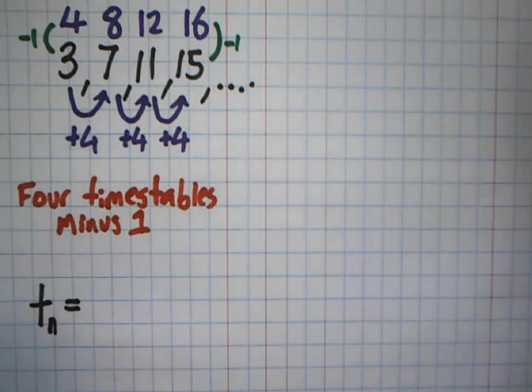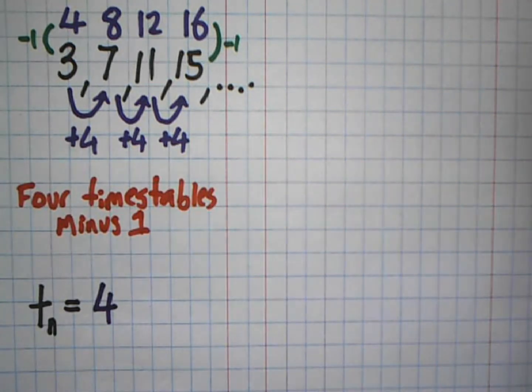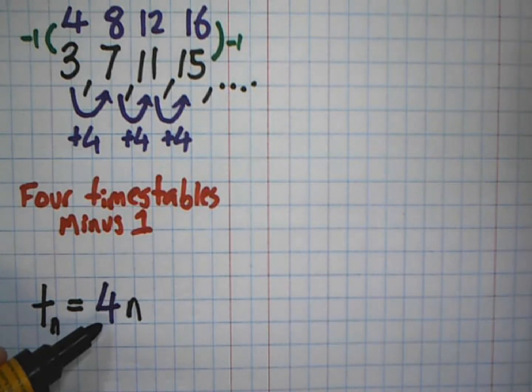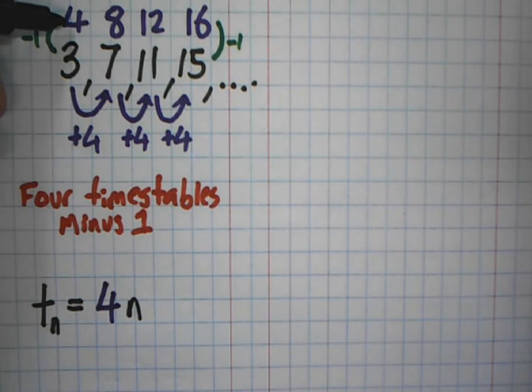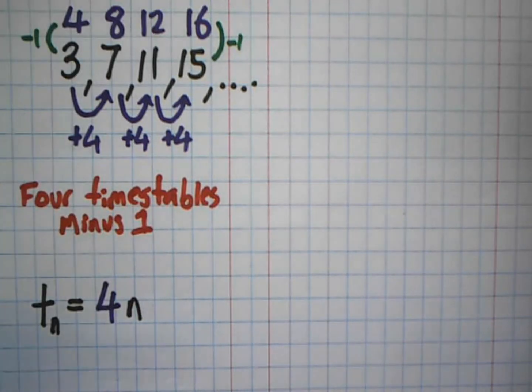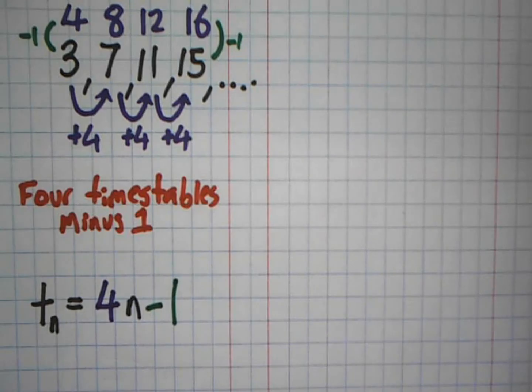Next, we need to say how much it's increasing by each time. So we can see that it's increasing by 4. So we're going to put a 4 here, and we follow it with an n. So this is whatever number in the pattern it is, times by 4. So for instance, 4 times 1 is 4, 4 times 2 is 8, 4 times 3 is 12, and so on. But we know they don't quite match up because we needed to take away 1 from the end to get them to match up. So we just add a minus 1 on the end.